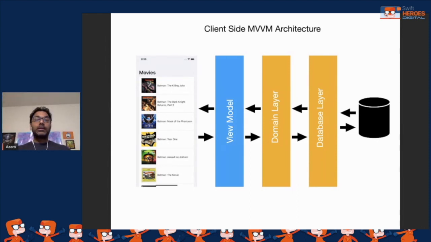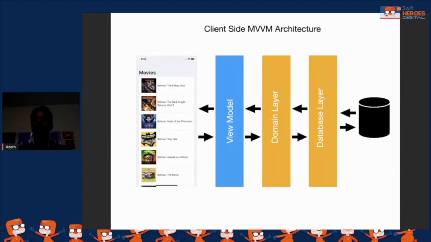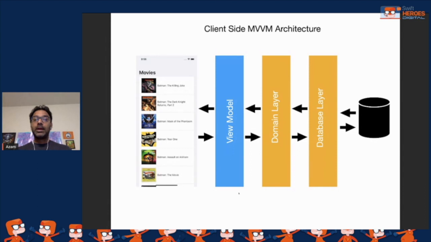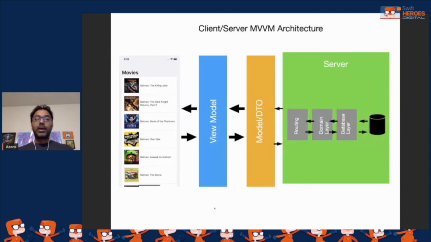The domain layer gets the data from the database layer, and obviously the database layer gets the data from the database. All right. So this is the hierarchy or the flow when you are developing your MVVM architecture, MVVM application.